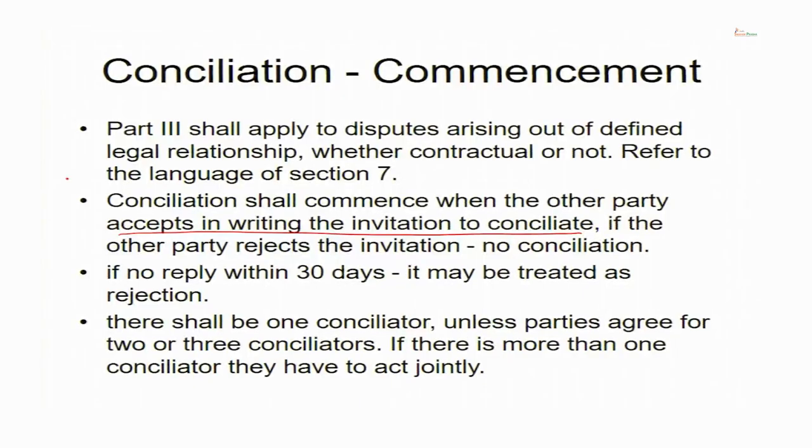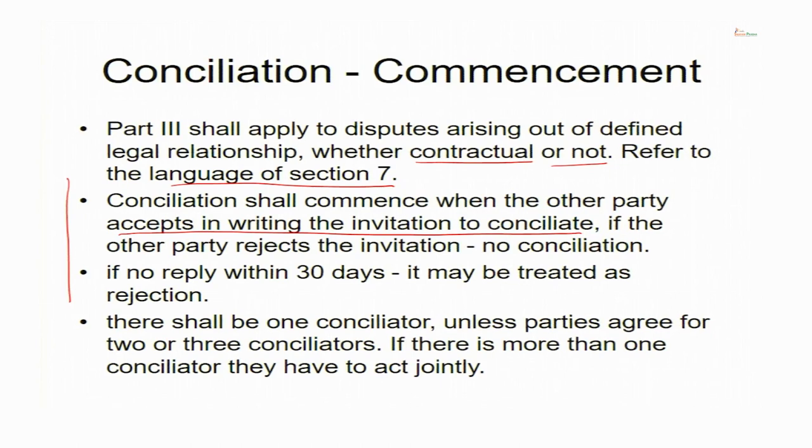But before we talk about details of the provisions, let me once again tell you that Part 3 of the Act applies to disputes which arise out of a defined legal relationship. We are mostly talking about commercial conciliation. And this legal relationship, if you recall, we have discussed this language in Section 10 of the Act while discussing arbitration agreement. This legal relationship can arise out of contract. It can arise out of other things. For example, there may be a statutory relationship, a tort-based relationship, an easement-based relationship. But it has to be a commercial relationship, a defined legal relationship, and the dispute must arise out of that defined legal relationship. So, Part 3 relates to such a dispute.